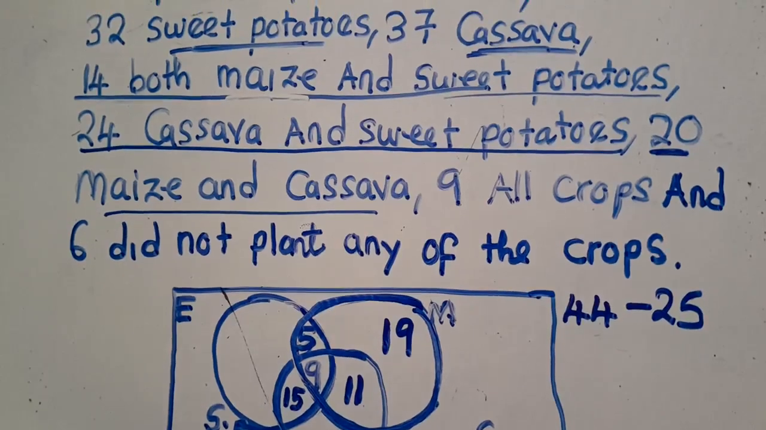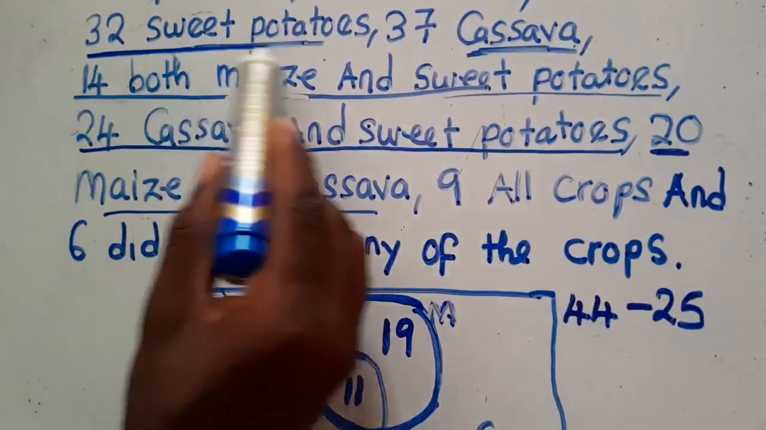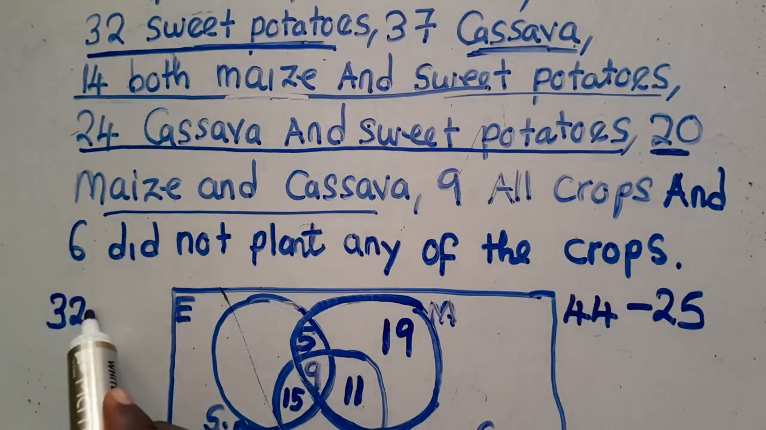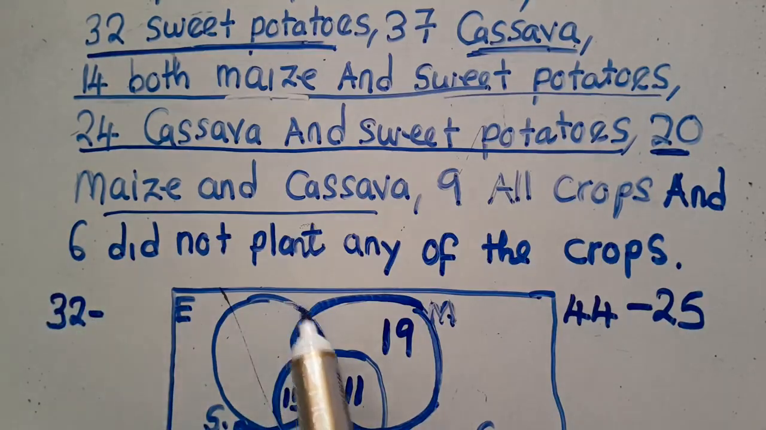And I'm told that 32 planted what? Sweet potatoes. 32 planted sweet potatoes here. So I say 32 minus, I add this now. Have you seen I add this part? This is sweet potato. So I'm adding everything there. Have you seen? So what is 5 plus 9 plus 15?